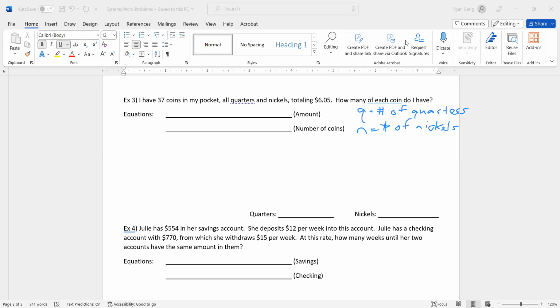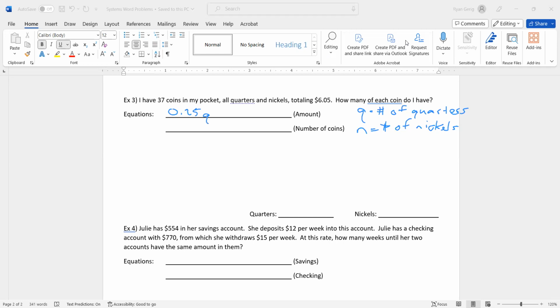Quarters and nickels, you need to know about those. Those have amounts. So a quarter is worth 25 cents. Now, how do I write 25 cents? 0.25 times the number of quarters. So if I have 5 quarters, I multiply by 0.25, I get 1.25. That's the amount of money I have from quarters.